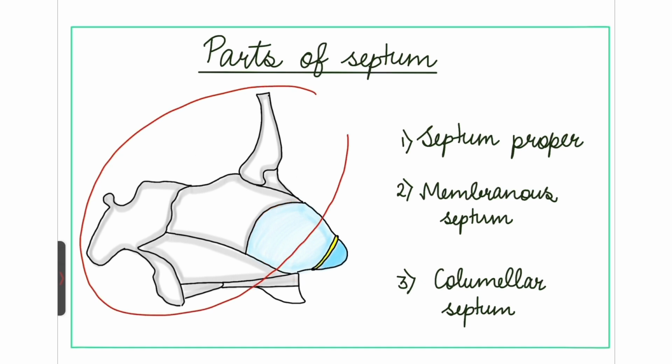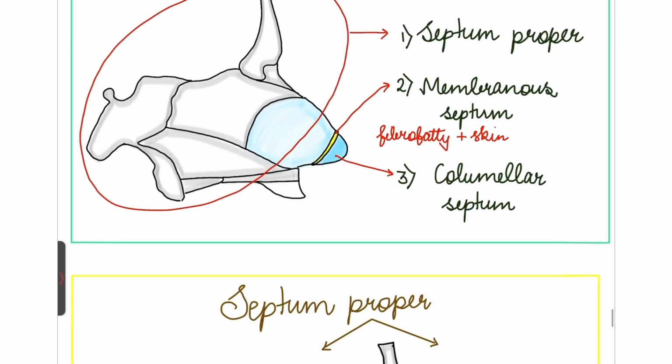Majority of the septum is known as the septum proper. The anteriormost part is the columellar septum. The membranous septum is the part between septum proper and columellar septum. The membranous septum consists of fibrofatty tissue and skin. It is devoid of cartilaginous and bony structures. Let's look at each one of them.